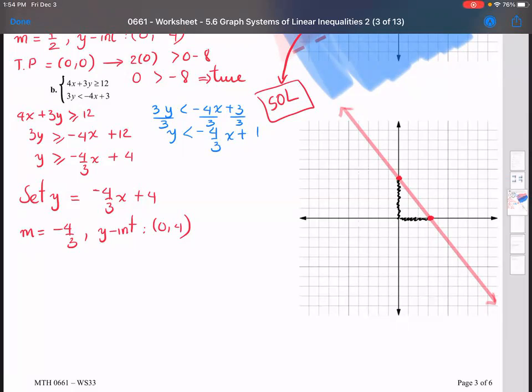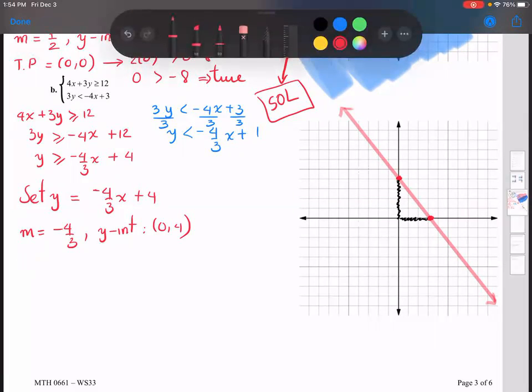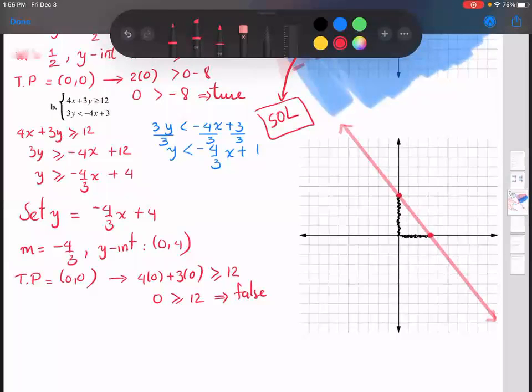All right, let me continue. So test point (0, 0). What happened? Is it true or false? You plug into the original. So I got 4 times 0 plus 3 times 0 equal to 12, which is false. If it's false, then you shade the opposite side of the point that you picked.